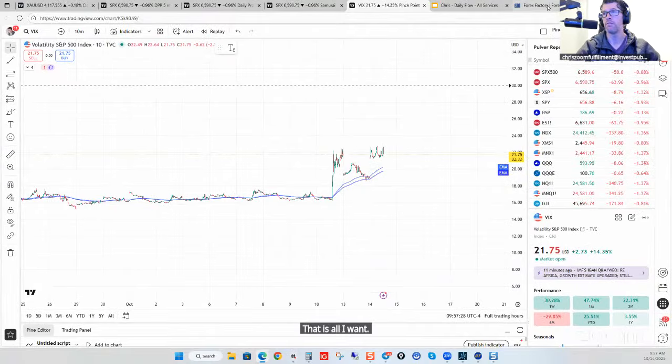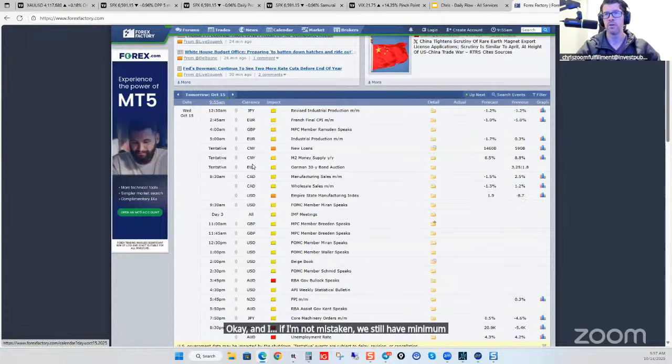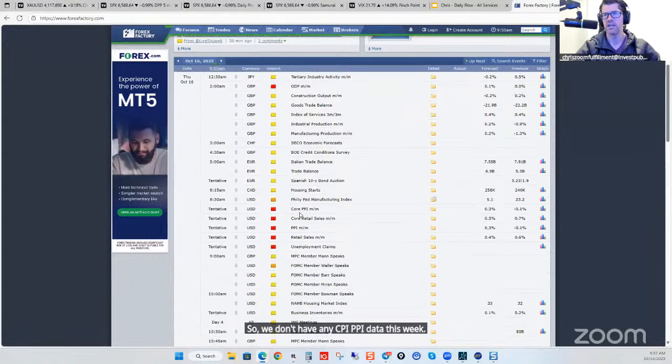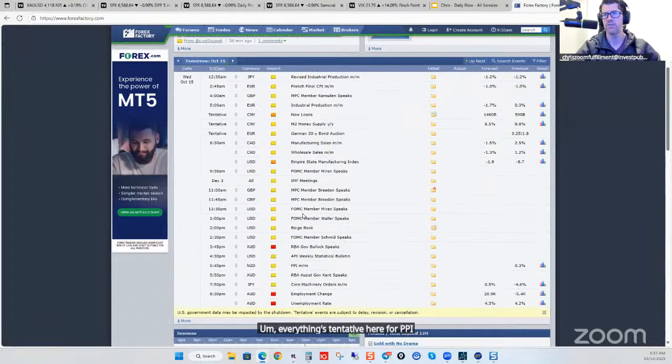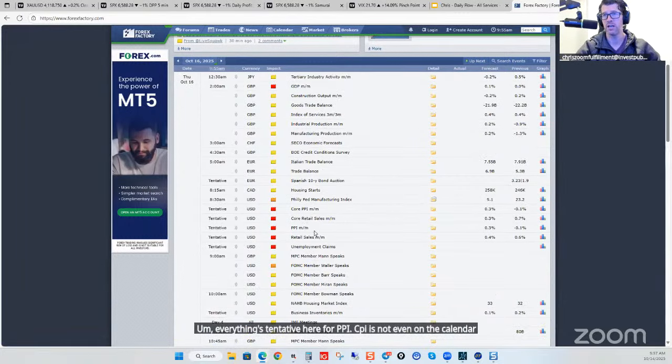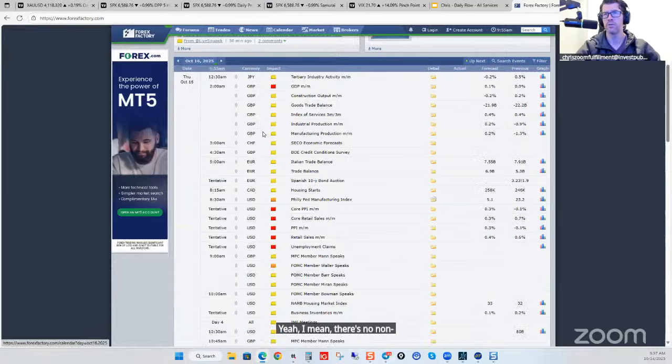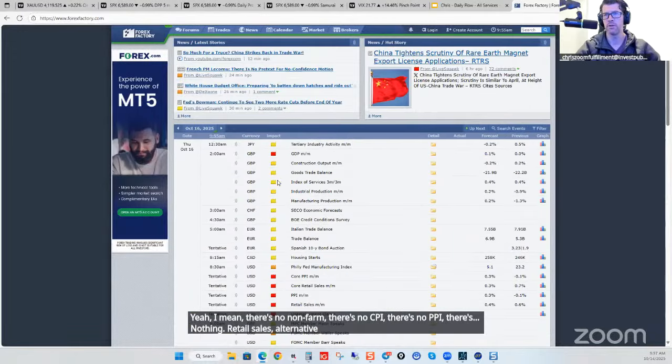Okay, and if I'm not mistaken, we still have minimal data this week. So we don't have any CPI, PPI data this week. Everything's tentative here for PPI. CPI is not even on the calendar unless they were going to do it on Friday. Yeah, there's no non-farm, there's no CPI, there's no PPI, there's nothing. Retail sales, all tentative. There's like no data, man.